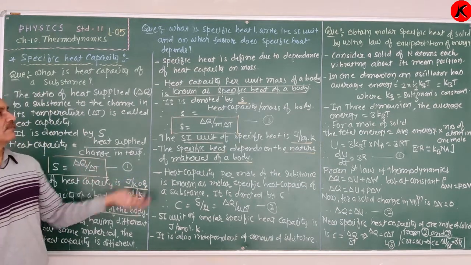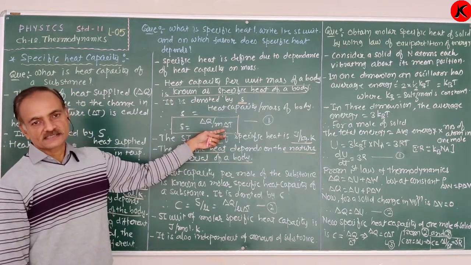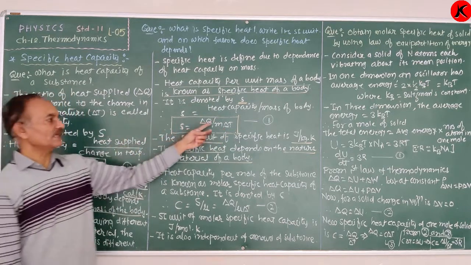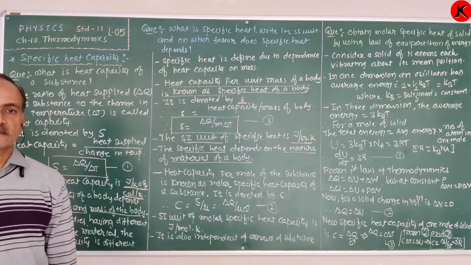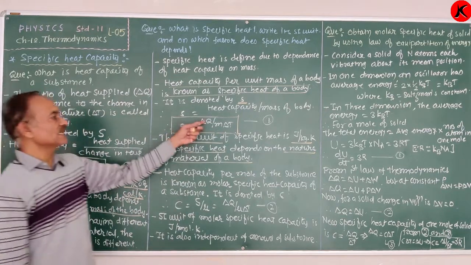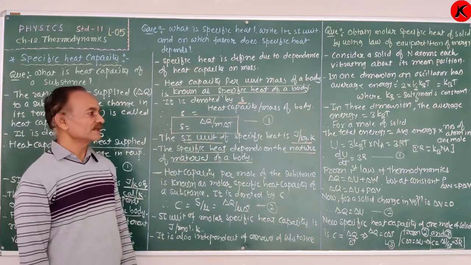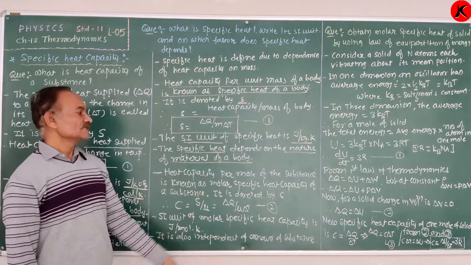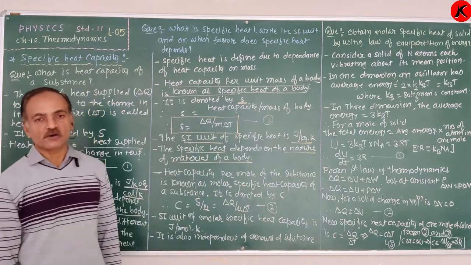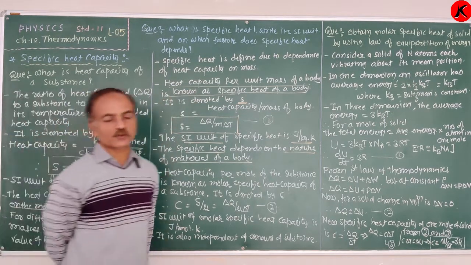They both are similar, but in case of a specific heat capacity, they are divided by the mass. That means the heat capacity per unit mass of a body is known as specific heat capacity. Therefore its equation is delta Q upon m delta T. m is the mass of a body, and the SI unit of specific heat is joule per kg into Kelvin. Specific heat capacity depends on the nature of material of a body. Okay. That is in case of a solid.